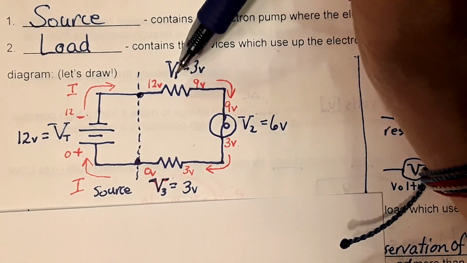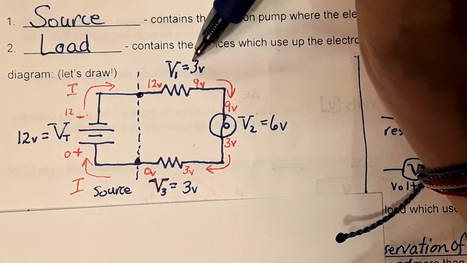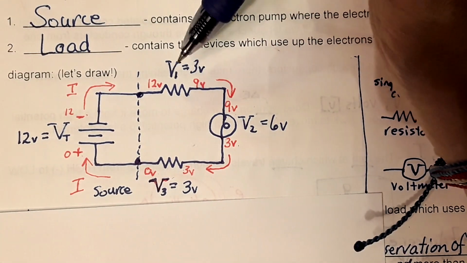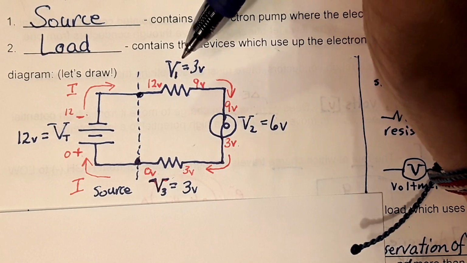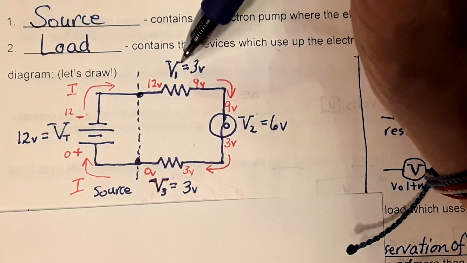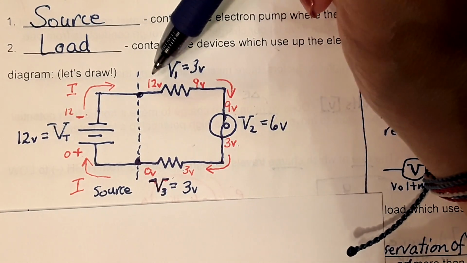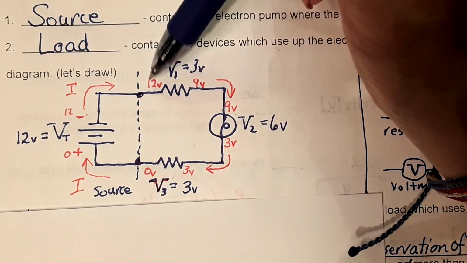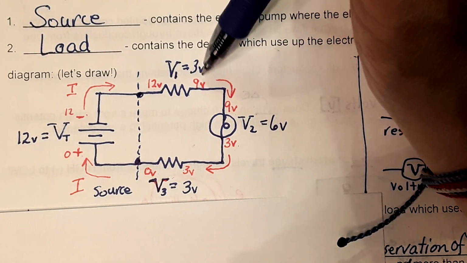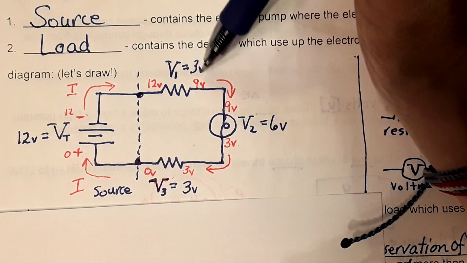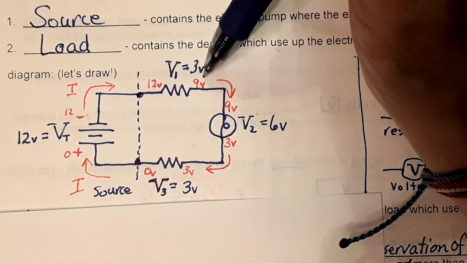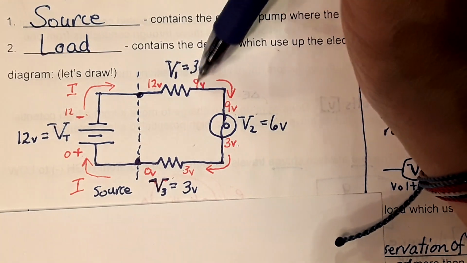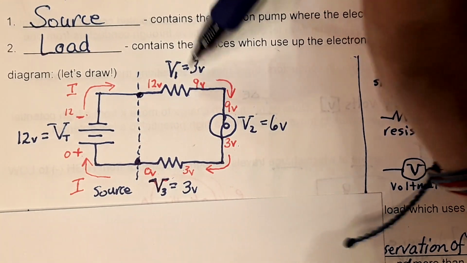This resistor uses up 3 volts of the electron potential. 3 volts of work per electron are done here. So the electrons go in with 12 volts of potential from this terminal on the battery. But when they come out, 12 minus 3, they only have 9 left. Okay?